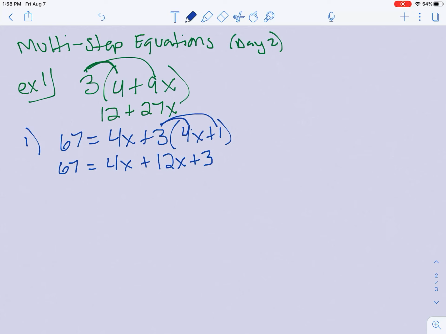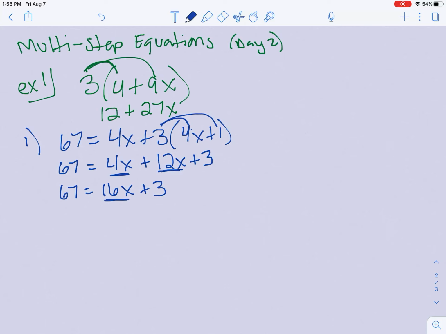So bring down your 67, your equals, your 4x, and your plus sign. And now we're back to what we did last lesson. I'm going to look for my like terms. So 67's all alone, I can bring him down. And then over here on the right side, my 4x and my 12x can go together. 4x plus 12x would be 16x. And then bring down your plus 3. Now we need to isolate our variable, so get your x by itself. Okay, the 16's attached to it right now.